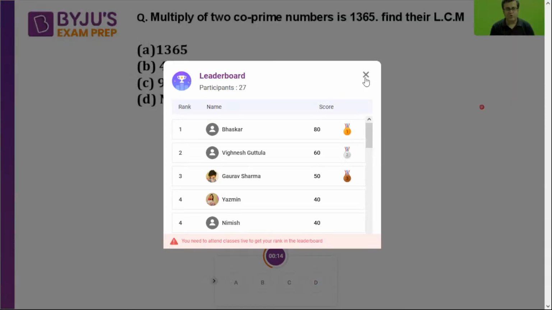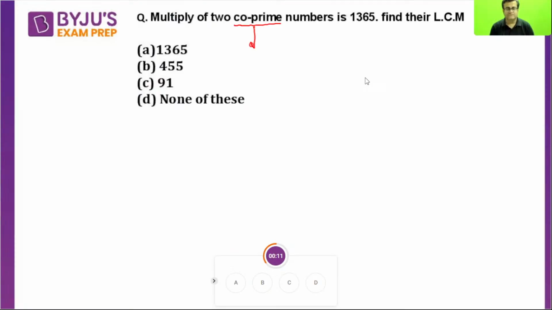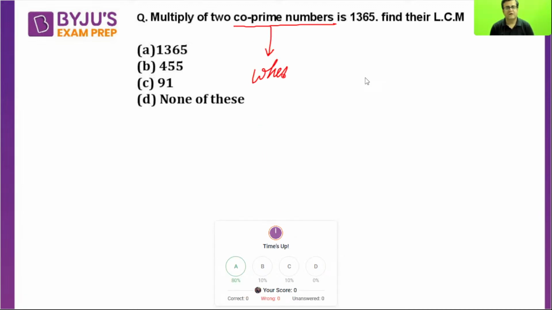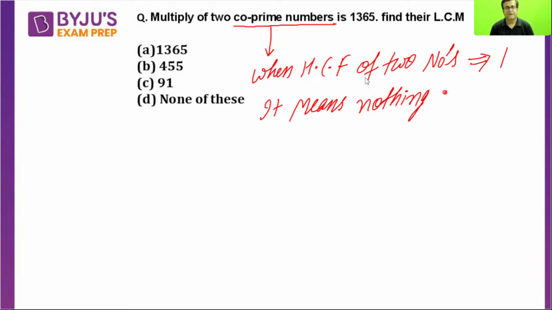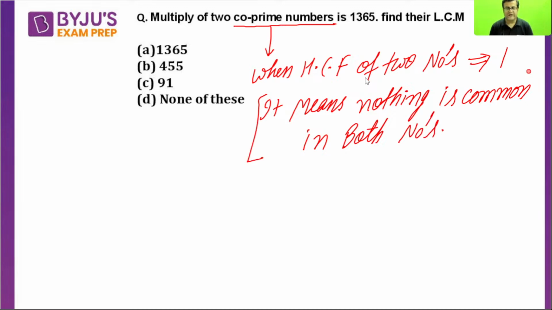Option A, absolutely right. The multiply of two co-prime numbers. First of all, you should understand the meaning of co-prime. Co-prime is what? When the HCF of two numbers is equal to 1, it means nothing is common in both numbers. When you find that the HCF of two numbers is 1, it means nothing is common in the two numbers.